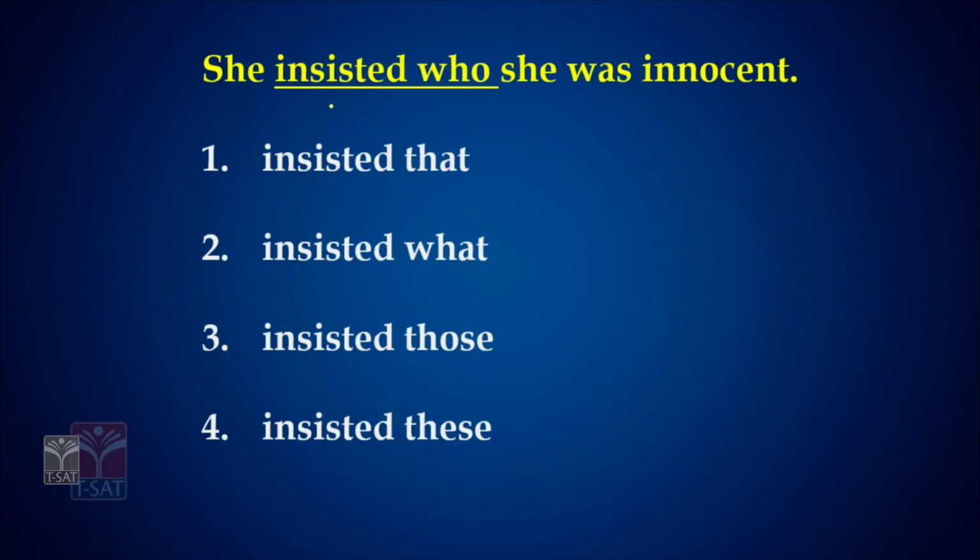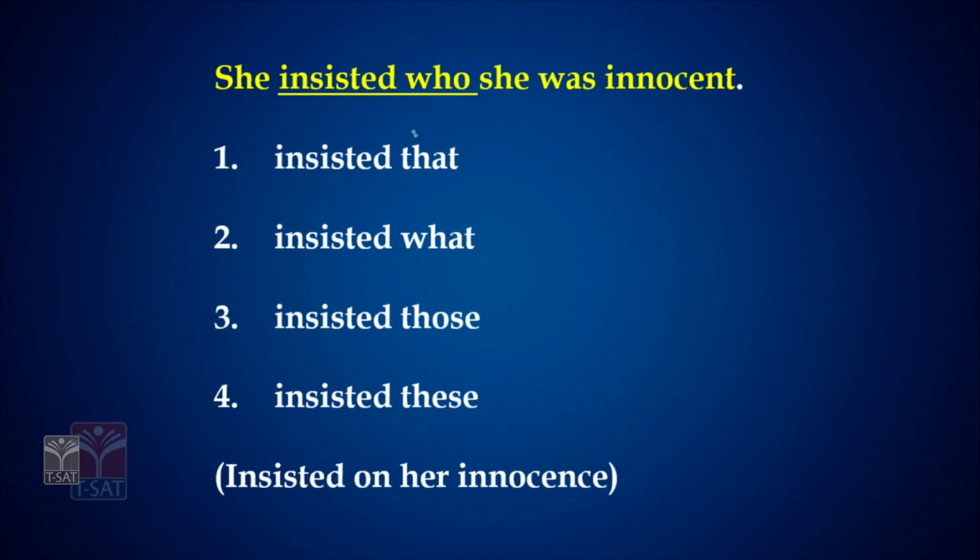Now, let us take the second one. She insisted who she was innocent. So, this has a structural problem. The word insist is followed by on or that clause. So, you cannot say insisted who, it is incorrect. So, she insisted that she was innocent. You cannot say insisted what she was innocent or those and these. So, these you can eliminate.